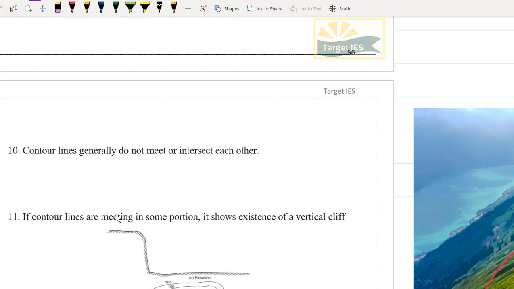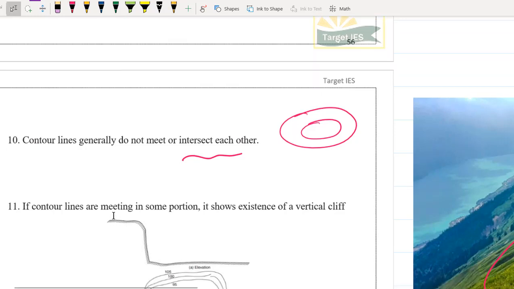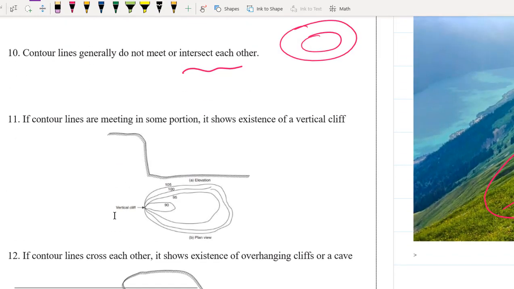Contour lines generally do not meet or intercept each other. So if you have contour lines, generally they do not meet, but there are some exceptional cases. Remember, generally they should not intercept or meet, but there are two exceptional cases. The first case is vertical cliff and the second one is overhanging cliff. Let us try to understand.